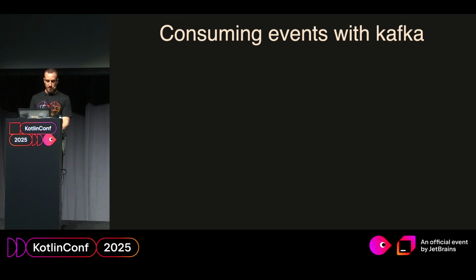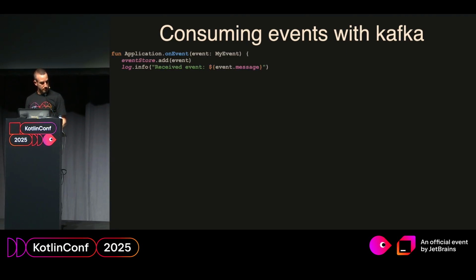So now let's talk about consuming events. So we publish the events to Kafka, but we also have our consumer application. In it, we create a function to store the events. Basically, we take an event, and we log that we got the event, and we store it in our event store, which we don't worry about.